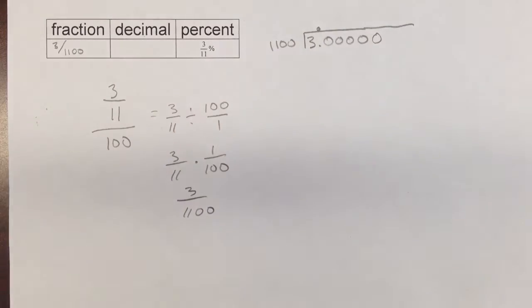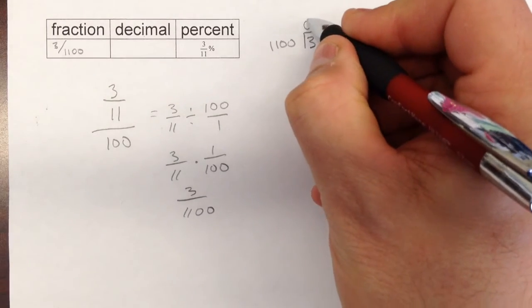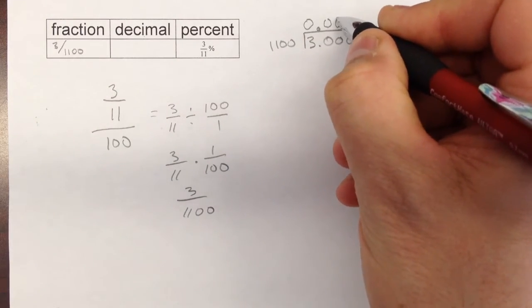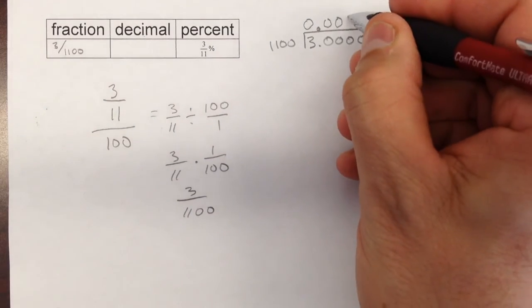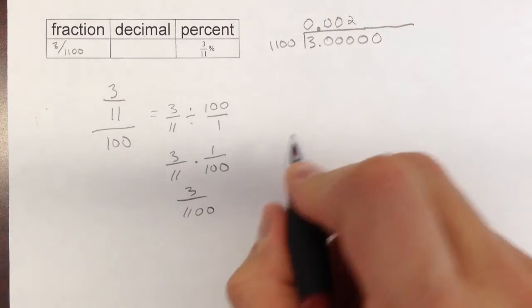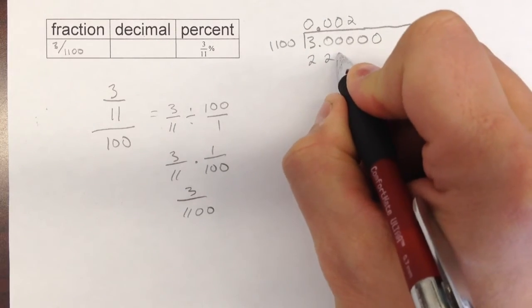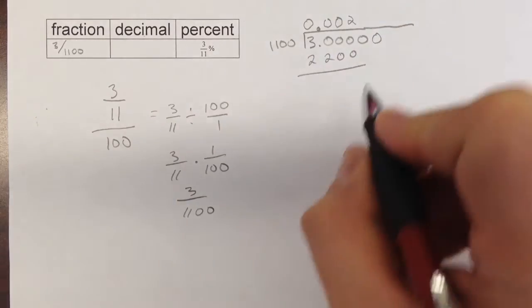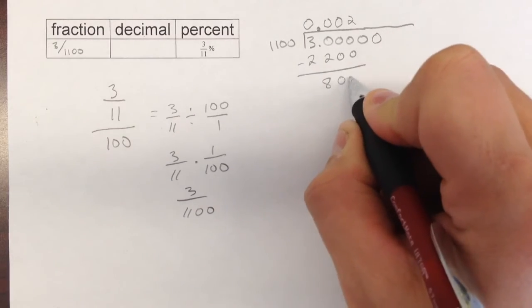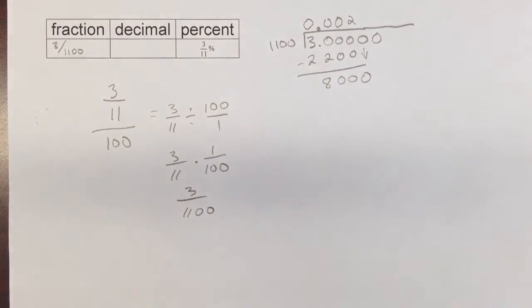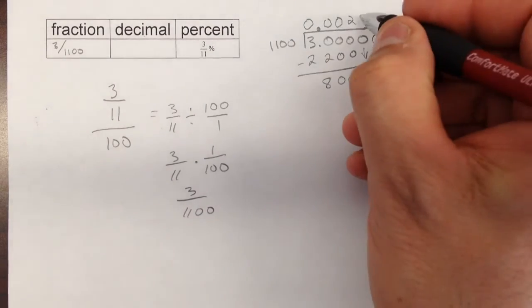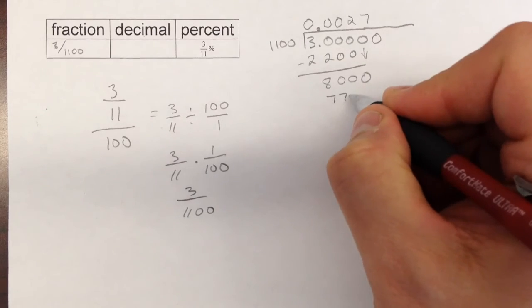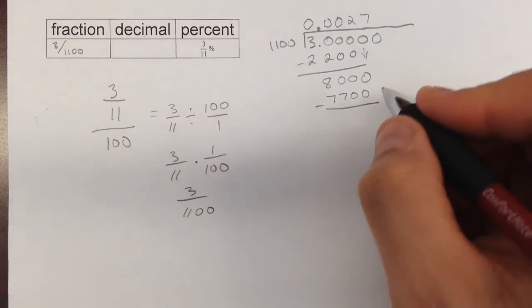Bring that decimal up. I know for sure that 1100 does not go into 3, it does not go into 30, it does not go into 300, but it definitely goes into 3,000, and it's not 3 times because that would be 3,300, so we'll go 2 times. 2 times would be 2,200, and subtract that to get 800. Bring down a 0. Again, this is not going to go 8 times because that would be 8,800, so it's got to be 7 times. 7 times would be 7,700. That gives us 300.